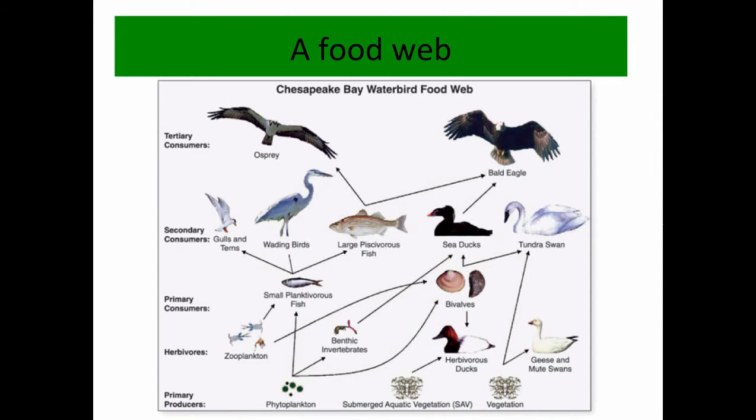We'll come on to this in a bit more detail later on, but basically primary producers are the ones at the start of the food chain, or at the bottom of the food web. Primary consumers are the first step in the chain, and then next to secondary and finally to tertiary.